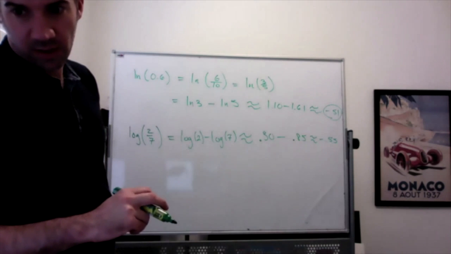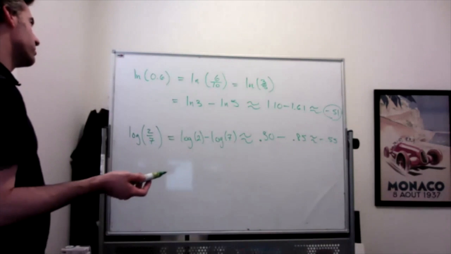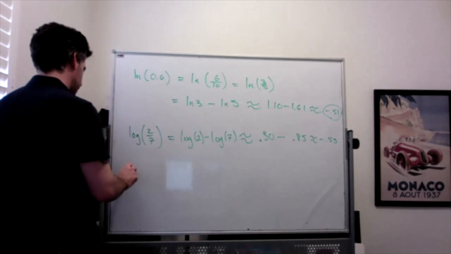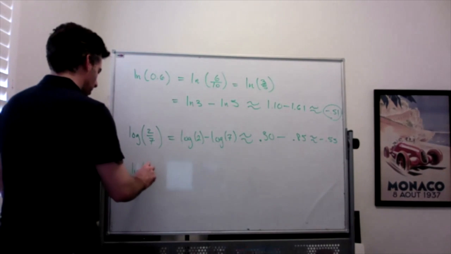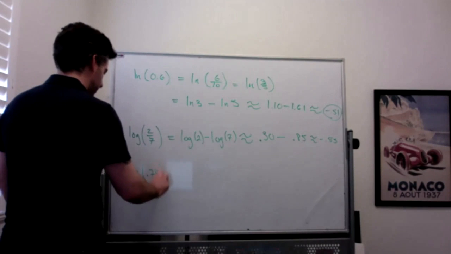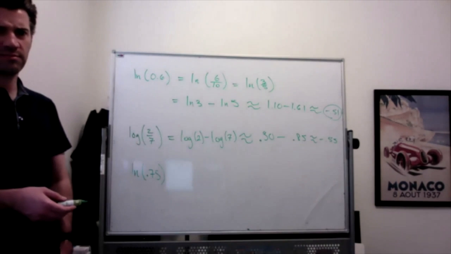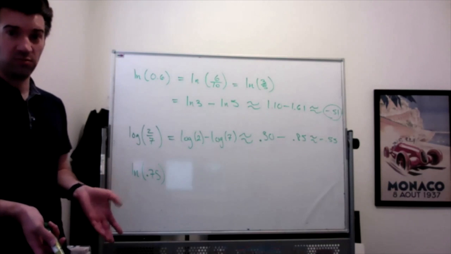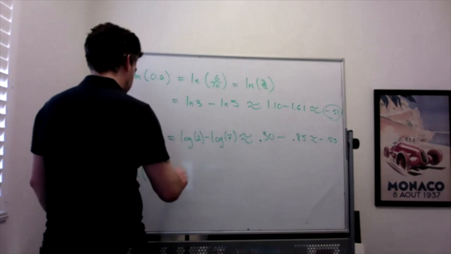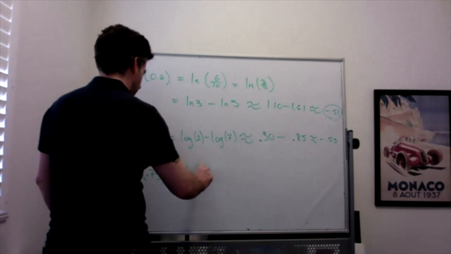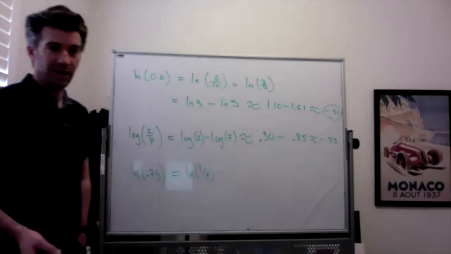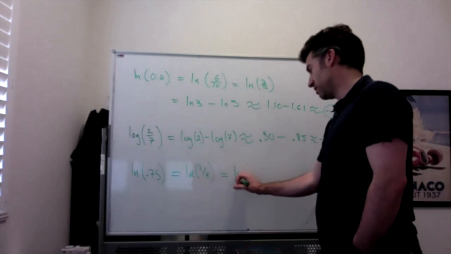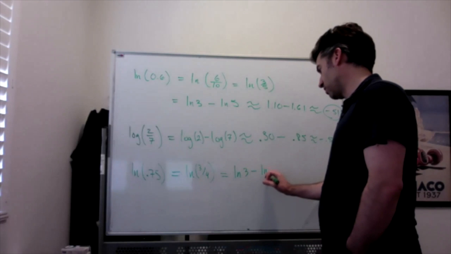Right, let's do two more. Yeah, I like this one. How about the natural log of 0.75? It would probably be good to express this as a fraction. So I'm going to write 0.75 as 3/4. And then I can write the natural log of 3/4 as the natural log of 3 minus the natural log of 4.